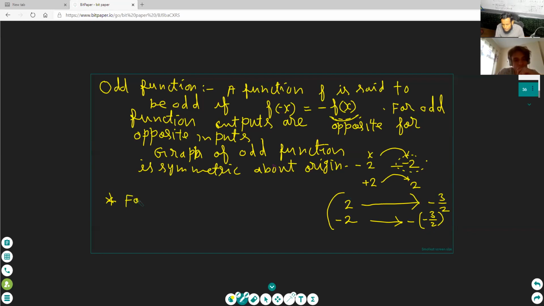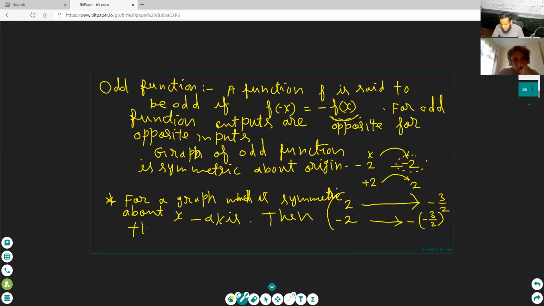For a graph which is symmetric about the x-axis, this is not even and not odd. Okay, neither even nor odd. Not about the x-axis, then this is neither even nor odd. Okay, clear?